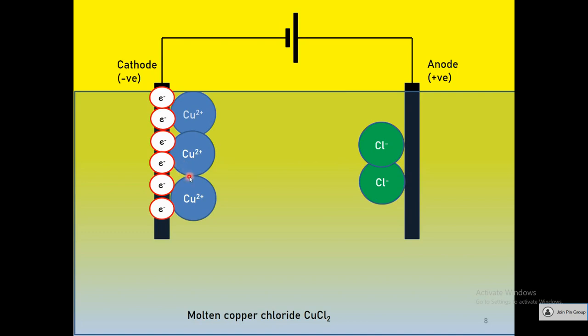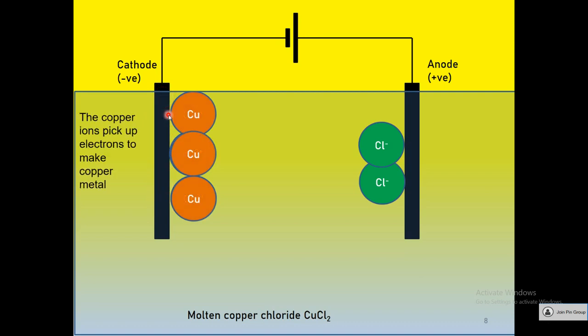So let's look in a bit more detail at what happens at each electrode. Here we've got the copper 2+ ions have been attracted to the cathode. They're going to pick up some electrons, 2 electrons, and turn into copper atoms like that. So they pick up electrons and make copper metal. There's the half equation for that, as we've seen it before. And that copper metal is actually going to be deposited onto the cathode.